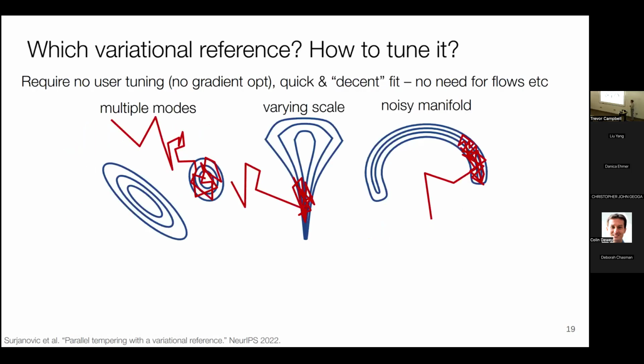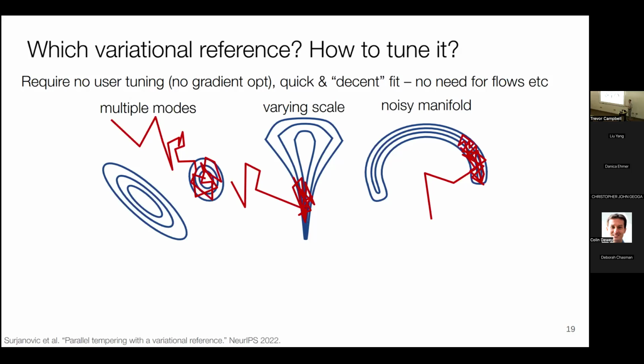Under one condition. We don't want to have any user tuning, so gradient methods are out, right? Because gradient methods require you to pick a step size, and I don't want my users to have to pick n step sizes, or I guess in this case, it'd just be one. And all we need from this is a quick and decent fit. I don't need my variational family to be perfect here, because my annealing will take care of that. My parallel tempering will fix any sort of mismatch that I have. So I just need something reasonable.